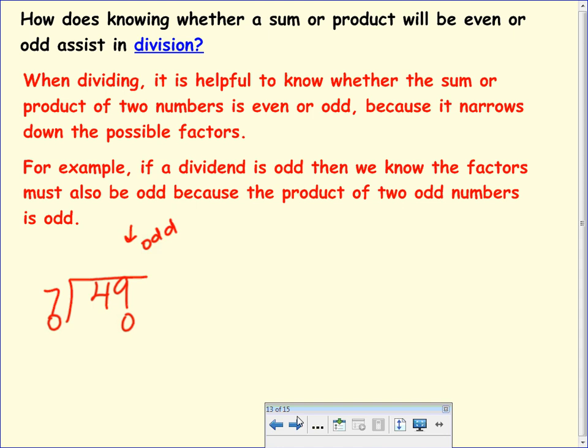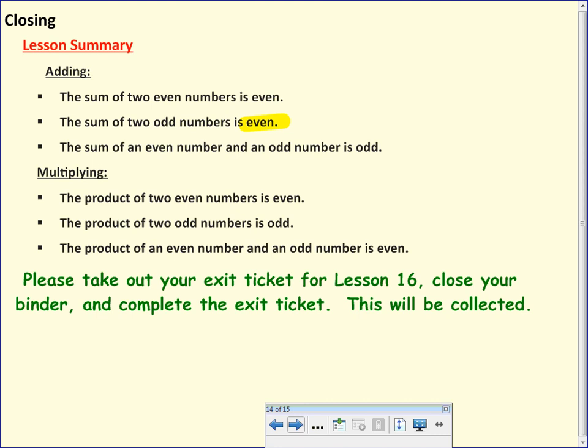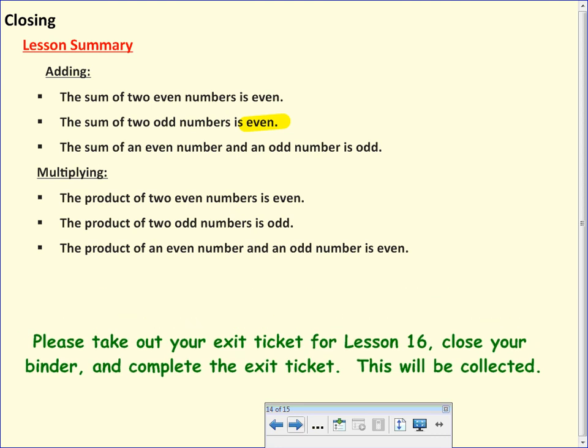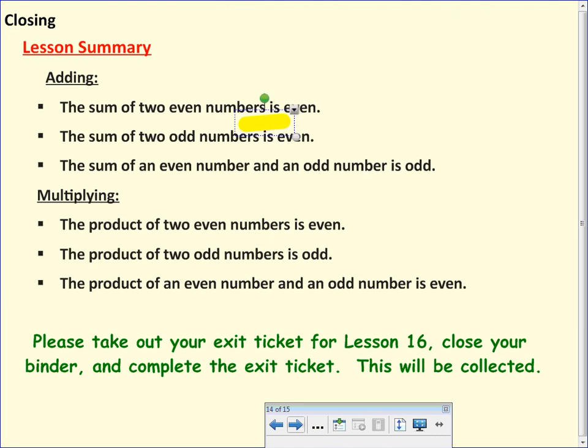Okay? Now take a look on page 68, which is your problem set. There's a mistake. The state made a mistake on the packet. Please fix in the lesson summary. It says the sum of two odd numbers is odd. Fix that. Change it to even. You're going to use these rules to help with the homework.